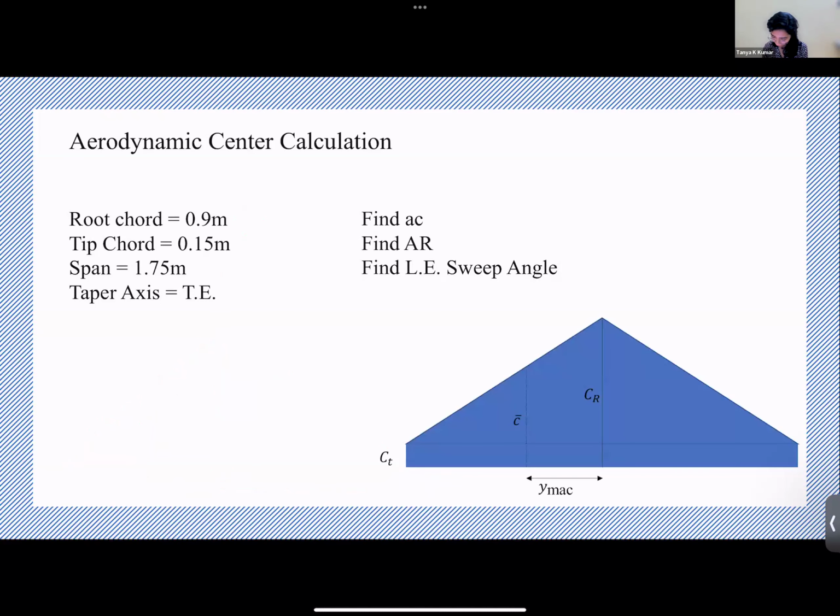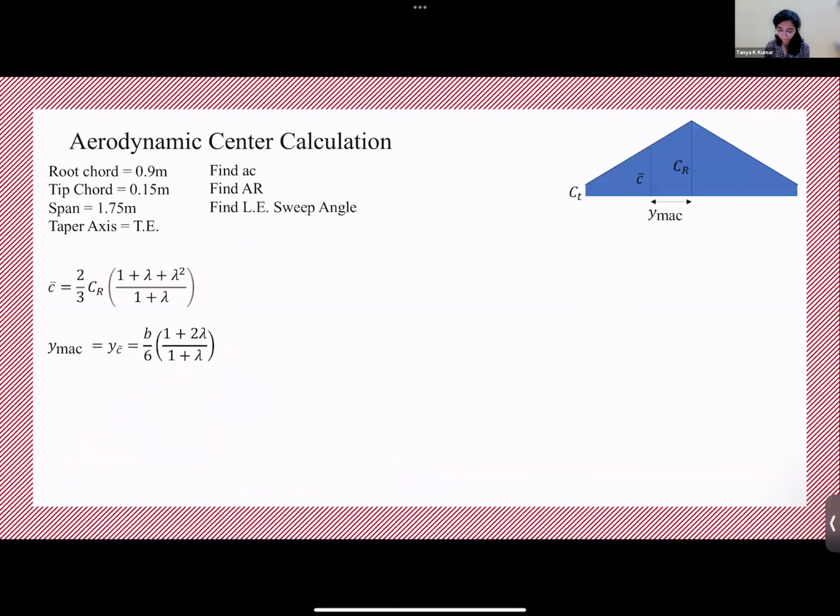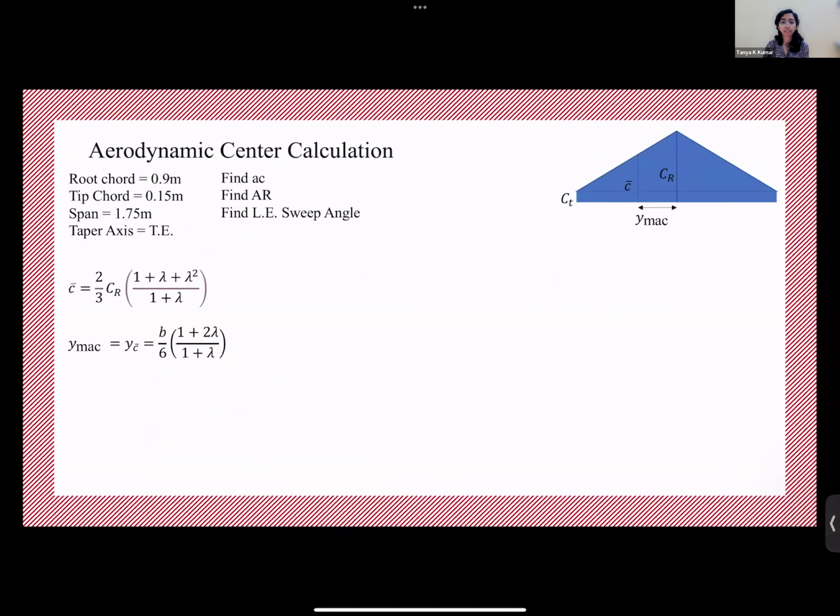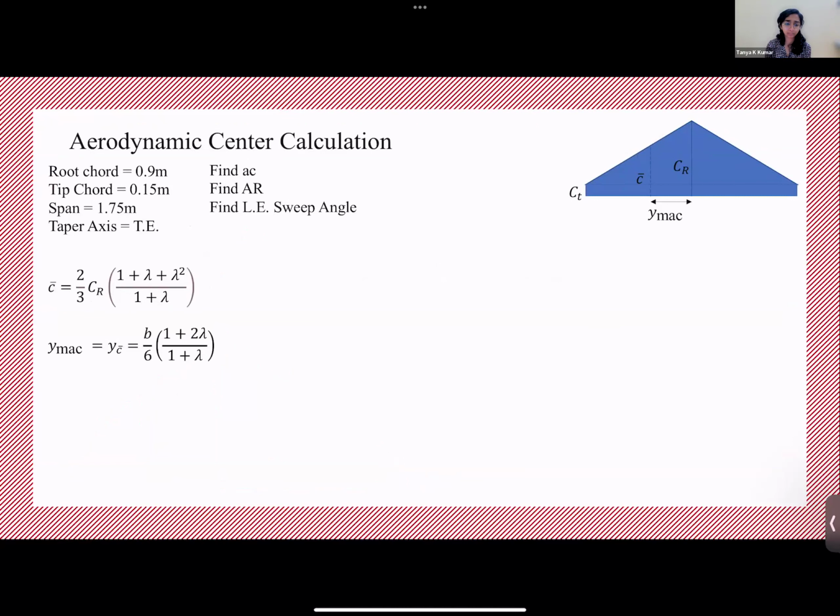So this is the shape of the wing, right? And these are the formulae. Can you try to find out just the aerodynamic center, XAC, YAC? Can you find those values? Just try doing it by yourself, and then we'll do it together. I believe this is simpler than the previous case. So let's try doing this.